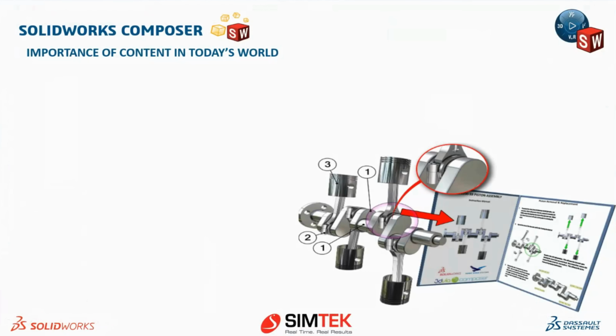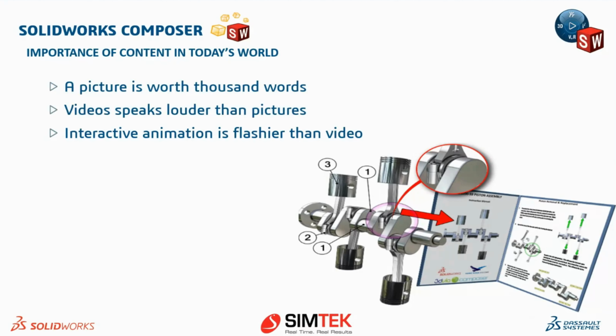Then, what is the importance of content in today's world? A picture is worth 1,000 words. Video speaks louder than pictures. Interactive animation is flashier than video. What's the way you're conveying the thing is more important in today's world? How you are going to present the information? It should be understandable and also interactive, and it should deliver more information technically.